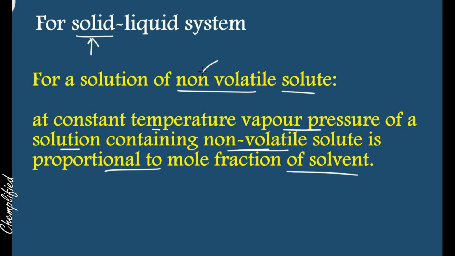Now I repeat again, what is the meaning of non-volatile? Non-volatile means substances or liquids which do not want to evaporate, or which cannot be evaporated easily. For example, since we are talking about solid-liquid system, solid substances which are non-volatile are like sugar and salt. The vapor pressure will be only of the solvent, but still this non-volatile solute will show its effect in the solution. We will talk about that later.